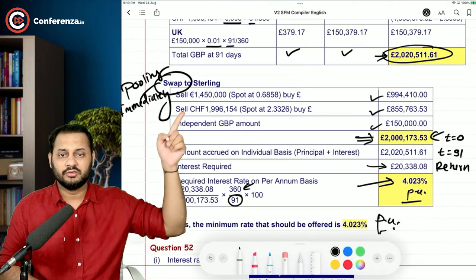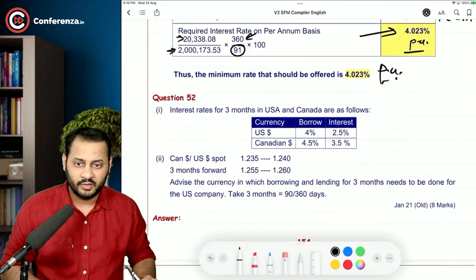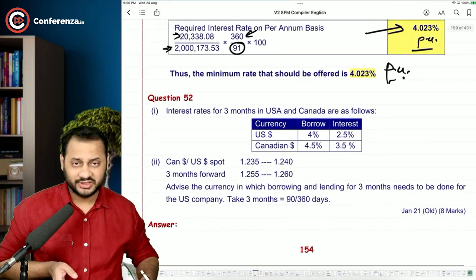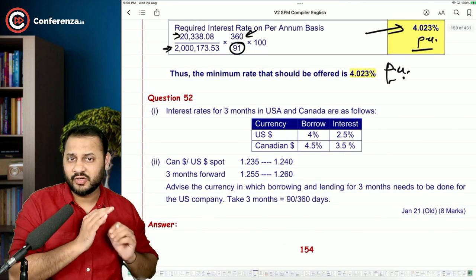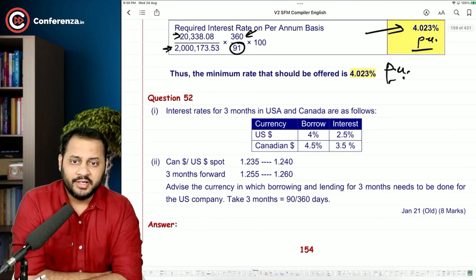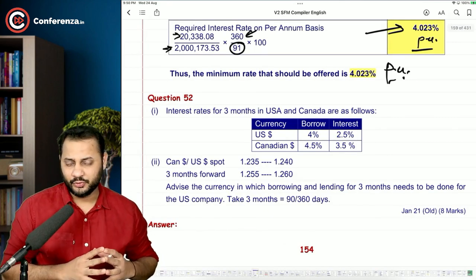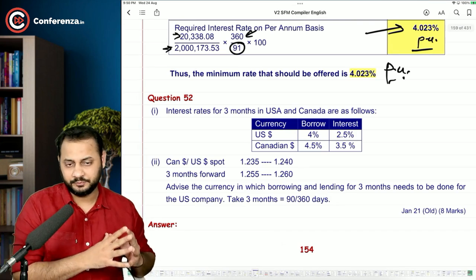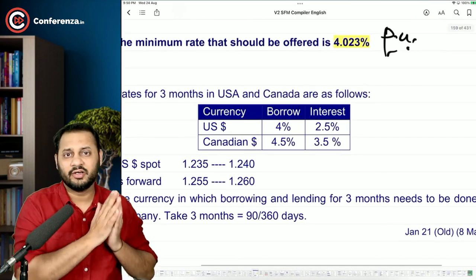I'm not going into the exchange rate part in this case. Let's have a look at question number 52 now. This is an interesting question asked in the January 21 exam. Interest rate for 3 months is given to you in USA and Canada. See, there are 4 different rates given.